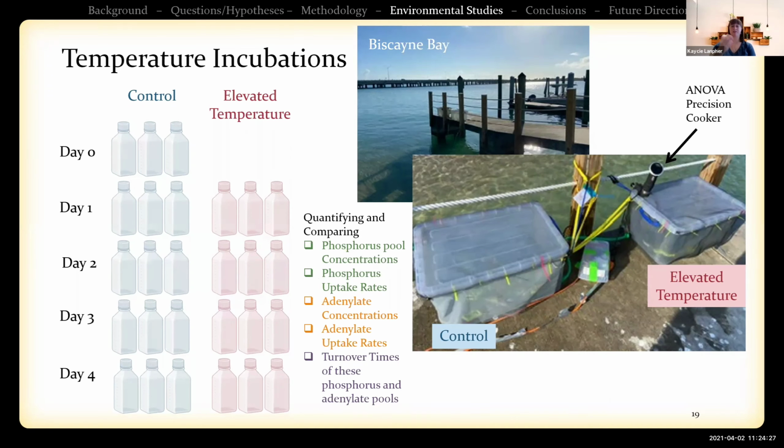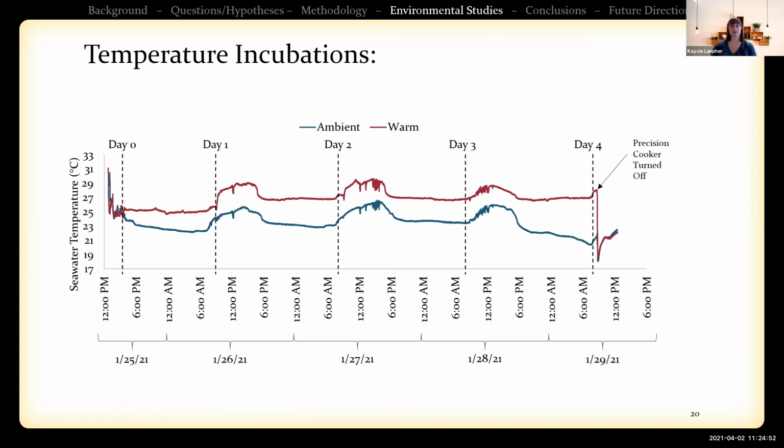And then because we were getting the pool size and the rates, we could then do turnover time. So this tells us how quickly the phosphorus was turning over in the control versus elevated temperature, or how that directly affected the turnover in the ATP, ADP, and AMP pools, so their metabolism versus growth. So we did this over the course of 4 days.